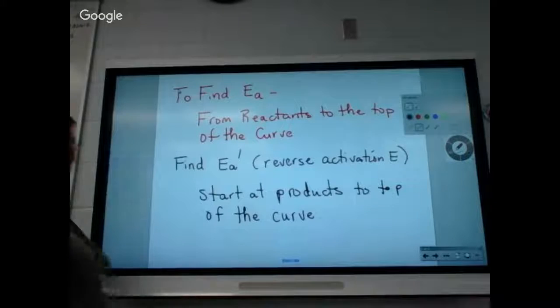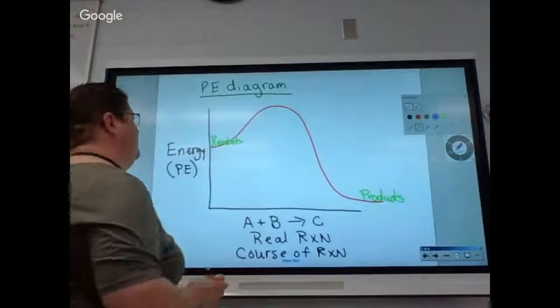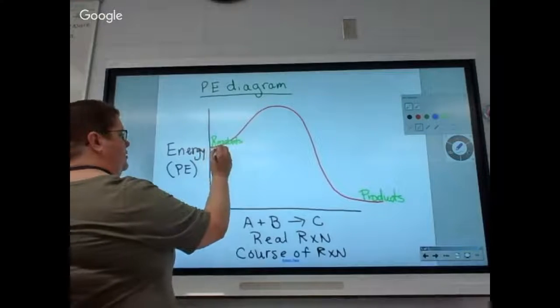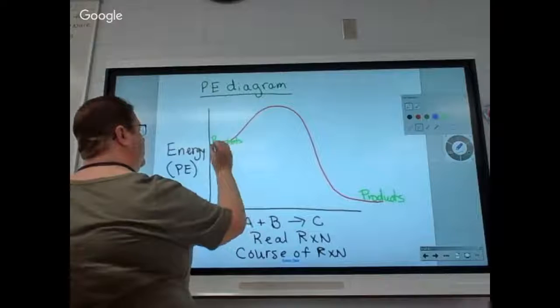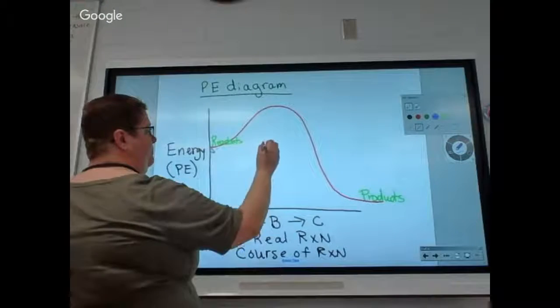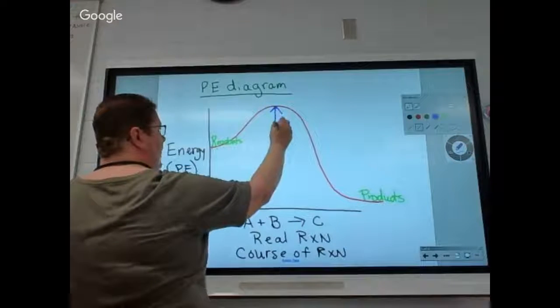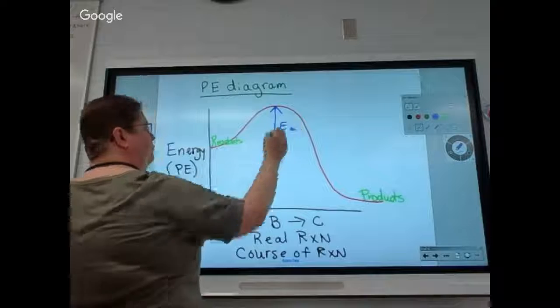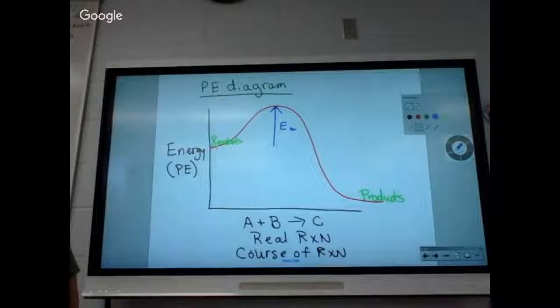So if we go to the graph, all right, can we all agree that the reactants are here? So if I draw a line across, not very good line, let's try that again. All right, here are the reactants, right? From the reactants to the top of the curve, that is EA. From the reactants to the top of the curve is EA.